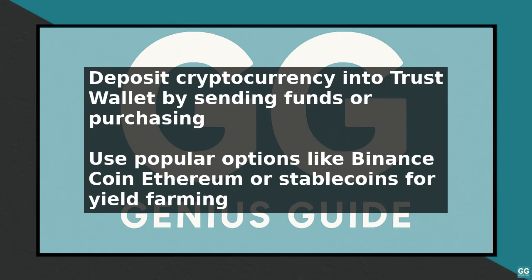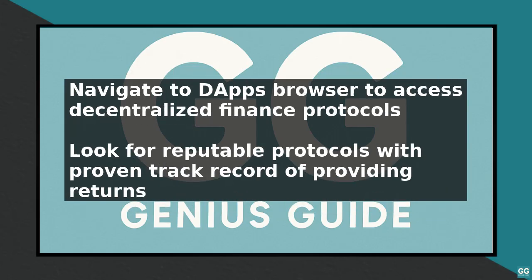Some popular protocols for yield farming include PancakeSwap, Uniswap, and Aave. Each protocol has its own unique features and requirements, so make sure to do your research before getting started. Read reviews, check the protocol's website, and join online communities to learn more about the opportunities and risks involved.